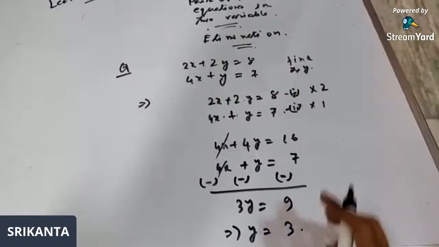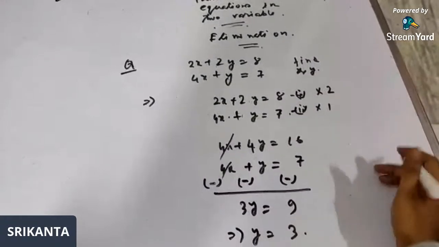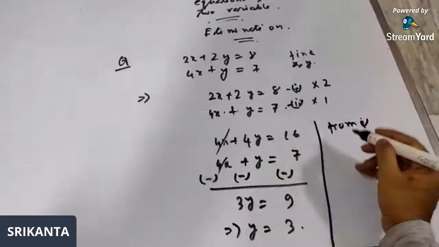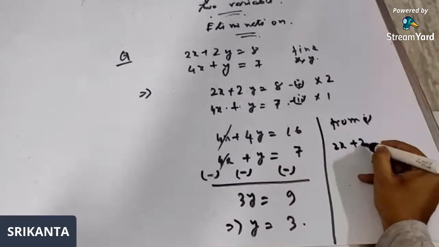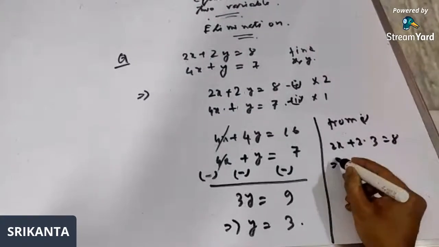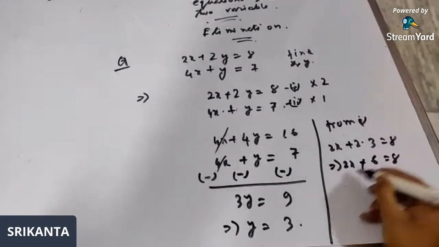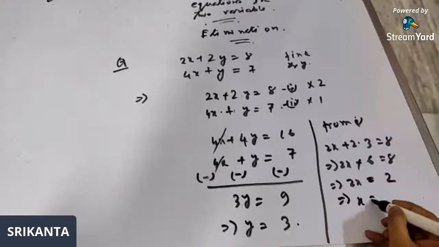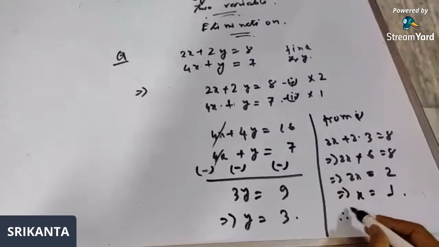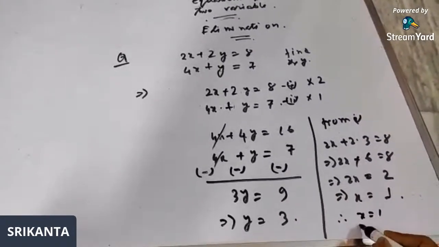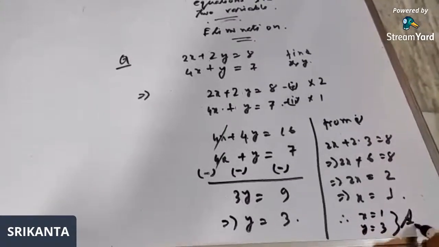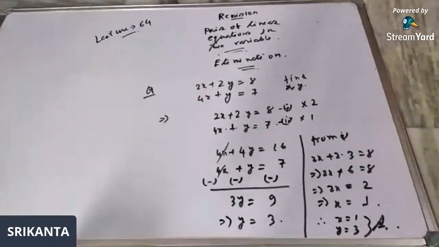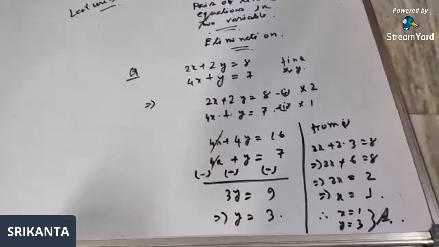Now using the value of y, we can find the value of x. How? Let us take equation 1. Put the value of y. 2x plus 2 into 3 is equal to 8. Therefore 2x plus 6 is equal to 8. So 2x is equal to 2, and x is equal to 1. So that's our solution. x is equal to 1 and y is equal to 3. Clear? So that's how the method of elimination works.